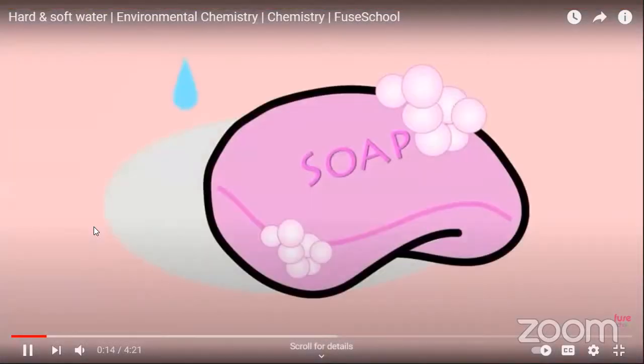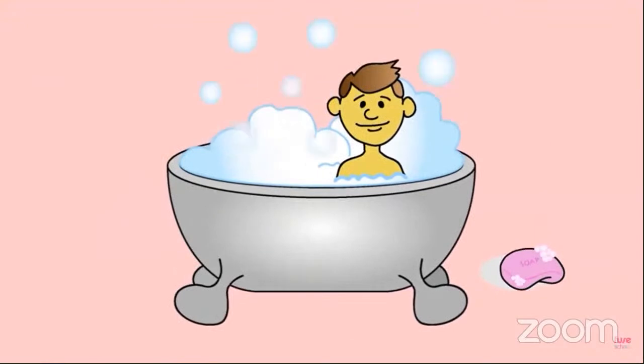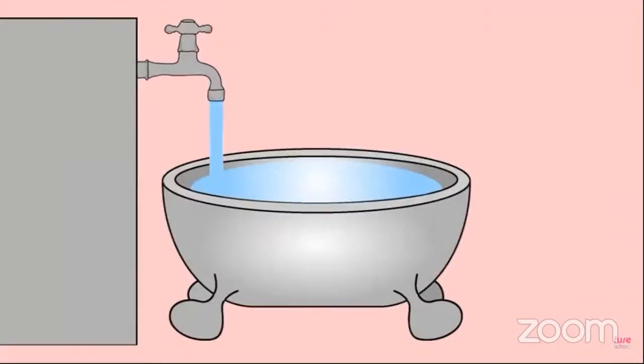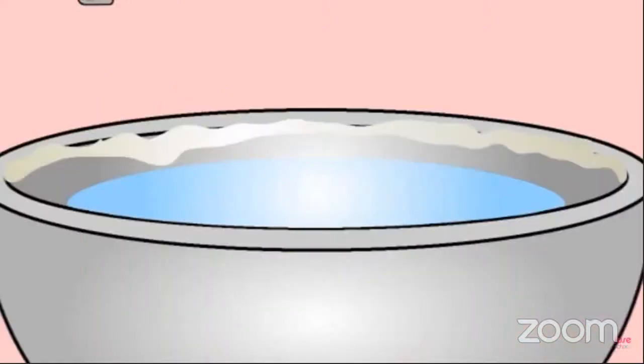If you wash with soap using rainwater, washing is easy and there are plenty of bubbles. We say the water is soft. But if you use well or tap water, it's sometimes difficult to get a lather and the scum forms. In this case, we say the water is hard. Hardness is usually caused by the presence of calcium ions dissolved in the water.